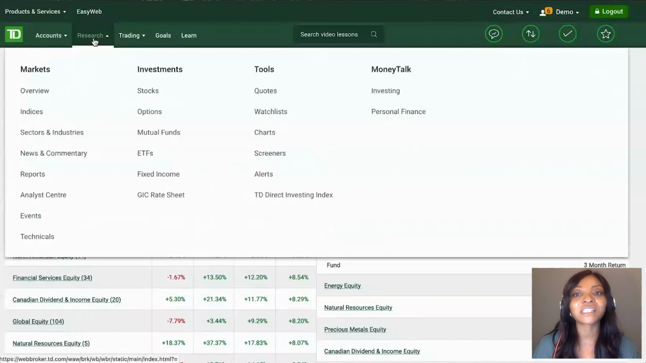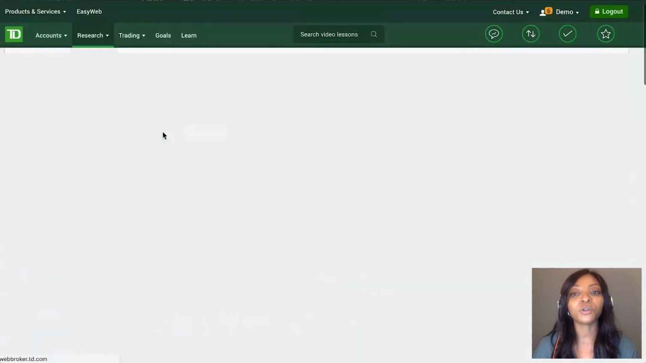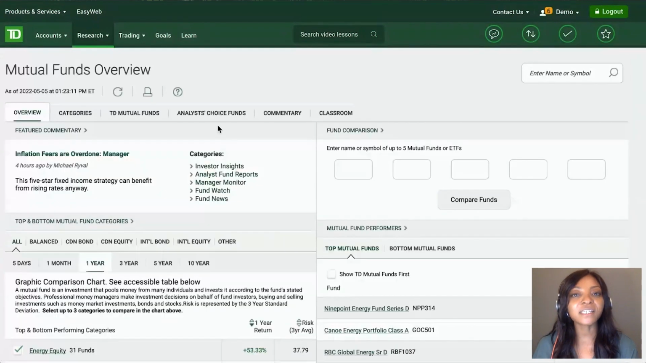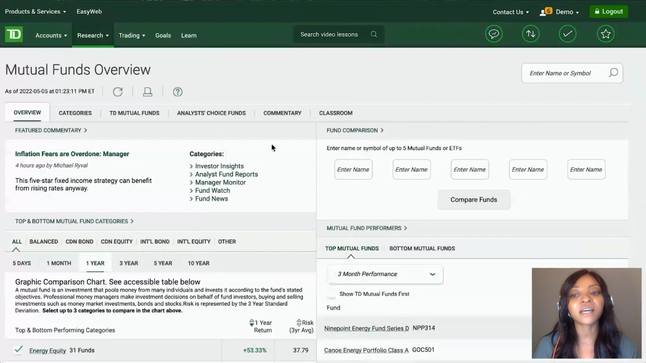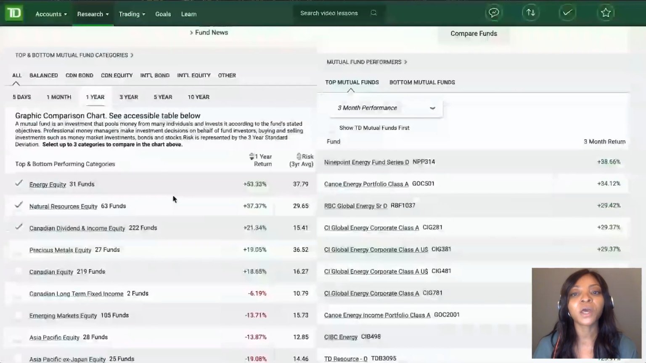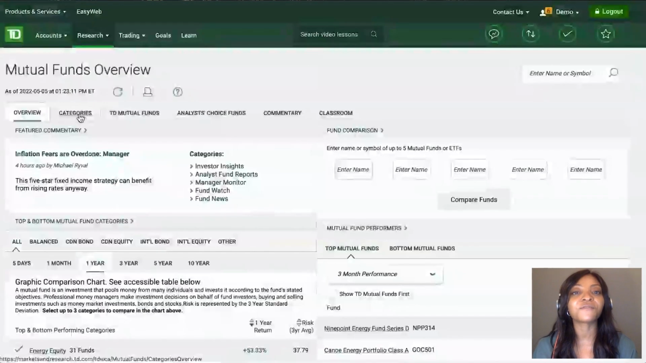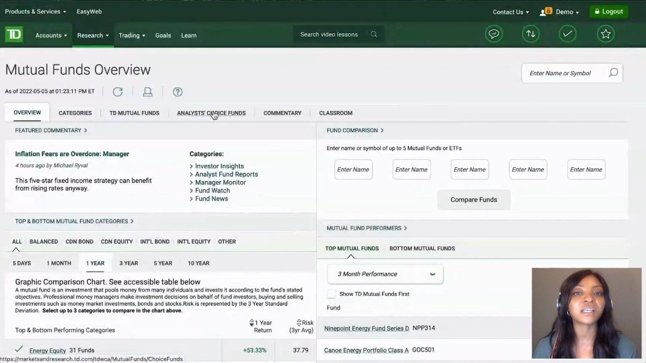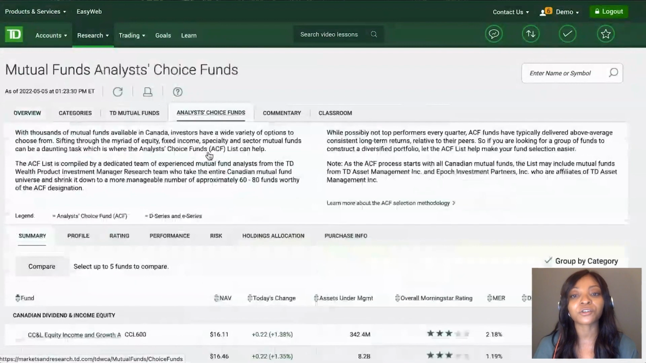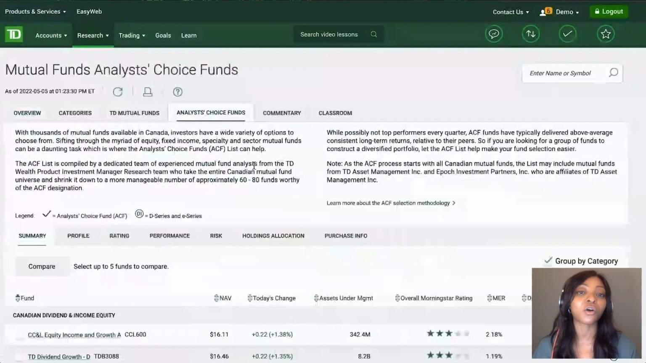If I'm more interested in, let's say, mutual funds, I'm going to go to research and click on mutual funds. The idea is the same, where on the main overview page for mutual funds, I can find that information for the best performing on my bottom left here. And if I want to dig a little deeper, I can go into the categories. But one more step that I'd be able to find would be under the analyst choice funds. And essentially what this is, is that TD mutual fund analysts have put together different mutual funds that they essentially call their picks.